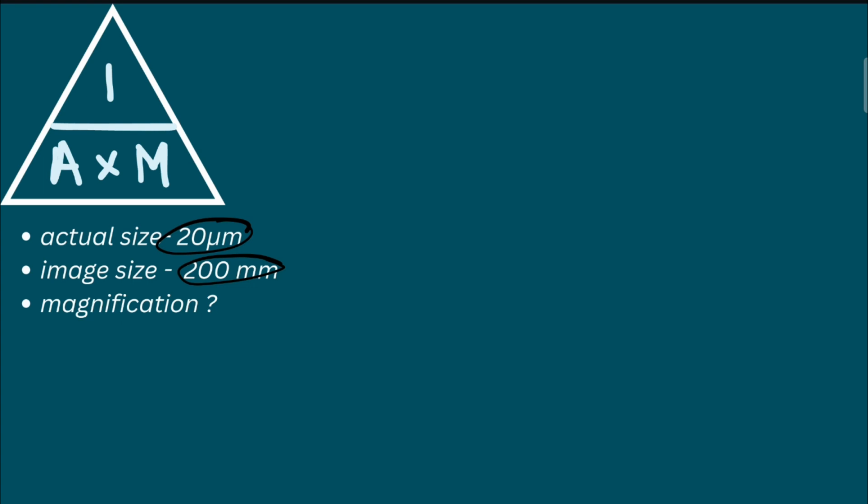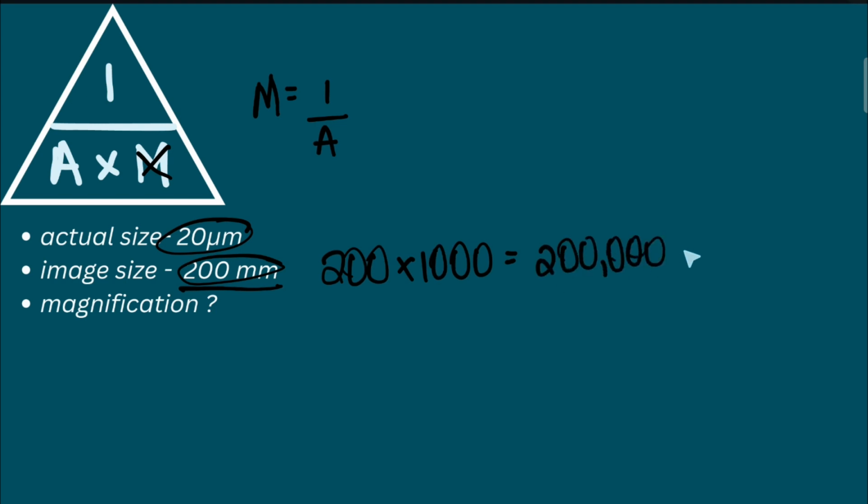Alright, we have to find magnification. Let's use my trick. We're going to cover magnification. What are we left with? Magnification is equal to image size upon actual size. Alright, what is the image size? Image size is 200 millimeters. I want to convert 200 millimeters to micrometers. So millimeters to micrometers, as I mentioned earlier, is into 1000. So this equals 200,000 micrometers. Alright, good job.